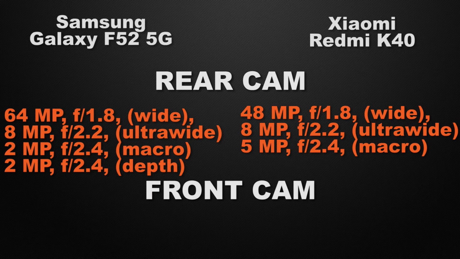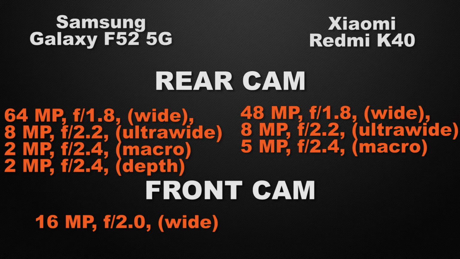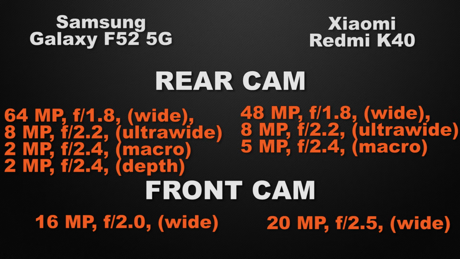And about the front camera of the devices, F52 has a 16 megapixel wide camera, whereas K40 has a 20 megapixel wide camera. So the winner here is K40 because it can take low noisy photos in low light conditions due to the 20 megapixel wide camera.